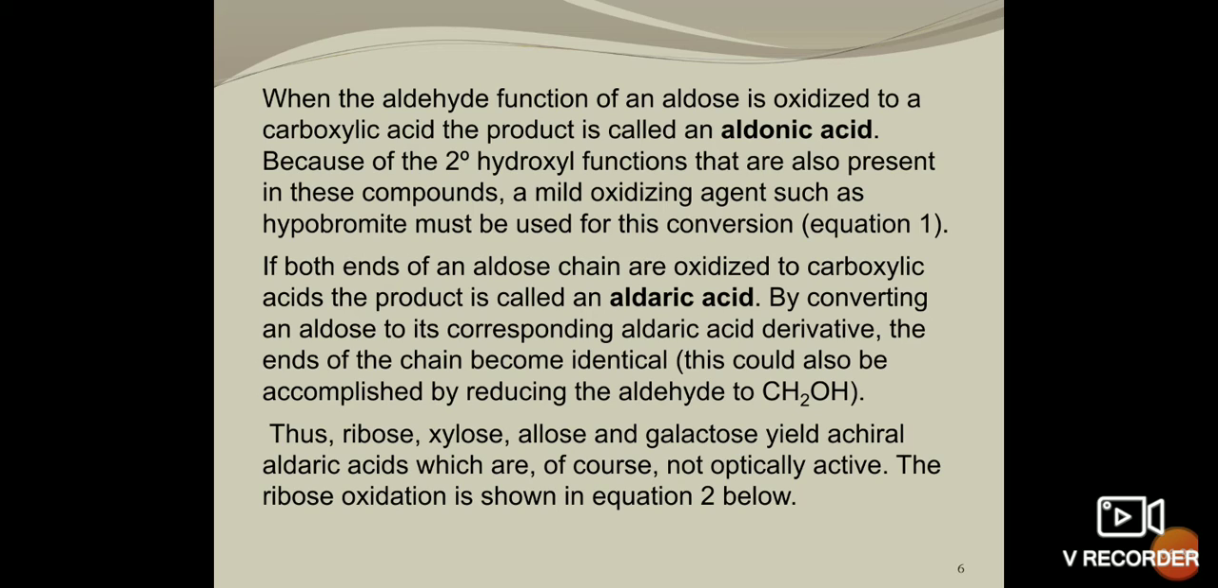This could also be accomplished by reducing the aldehyde to CH2OH. So the primary hydroxyl group, if formed by the reduction of CHO, we get similar terminal groups. Thus ribose, xylose, allose and galactose yield achiral aldaric acids, which are of course not optically active. The ribose oxidation is shown in equation 2 below or in the next slide.